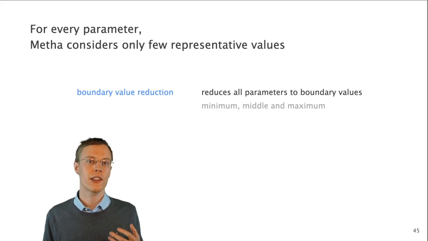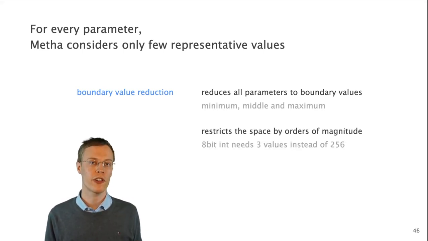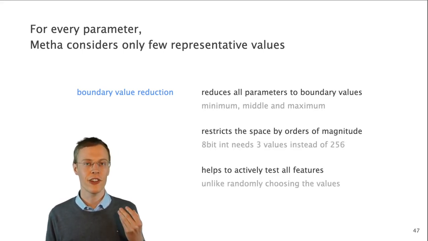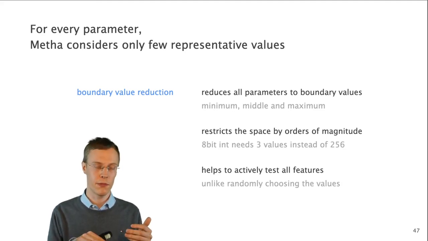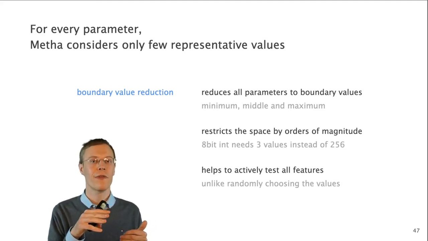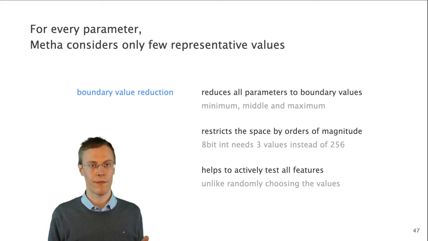This allows us to restrict the search space by orders of magnitude. And in addition, it also helps us to better test certain features, features that have a threshold. Because with the minimum value, the threshold is met, and with the maximum value, the threshold is not met.